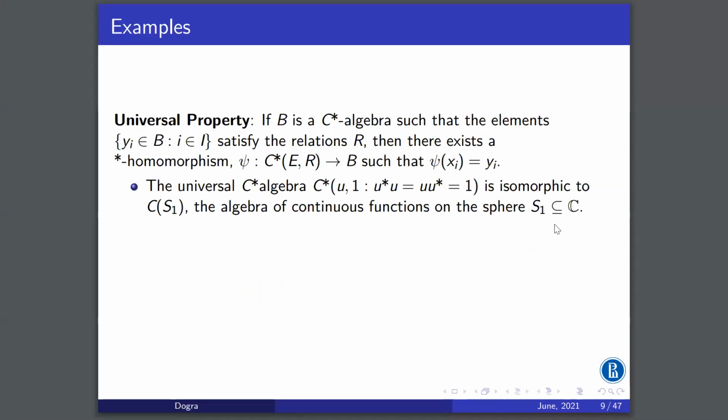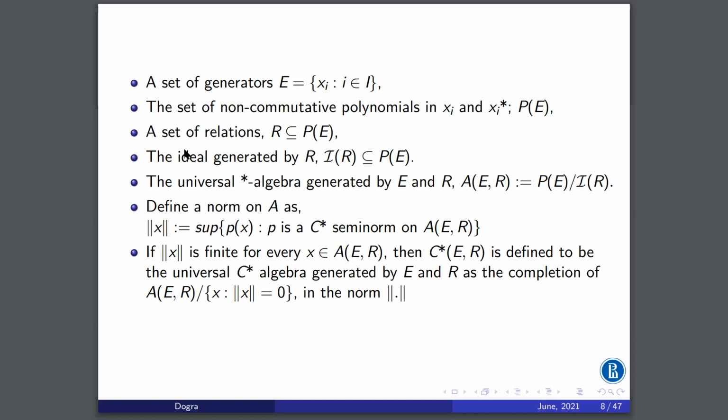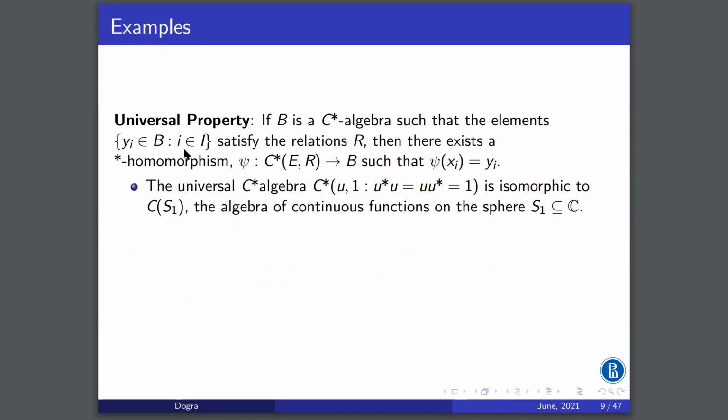Now that we know what a universal C-star algebra looks like, we see what the universal property states. If we have an arbitrary C-star algebra B such that a subset of B, given by these elements y_i, satisfies the relations for the set E, then there exists a star homomorphism from the universal star algebra, which we constructed before, to the algebra B that we are considering. And this star homomorphism basically takes all generators in the universal algebra to the generators y_i in B.